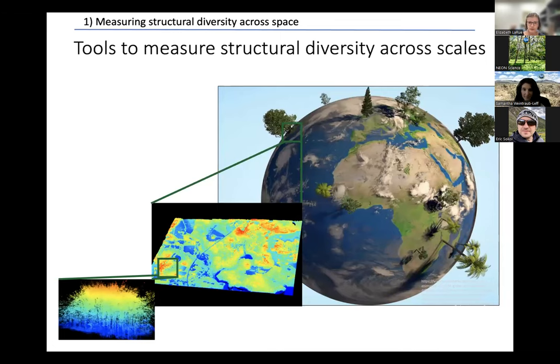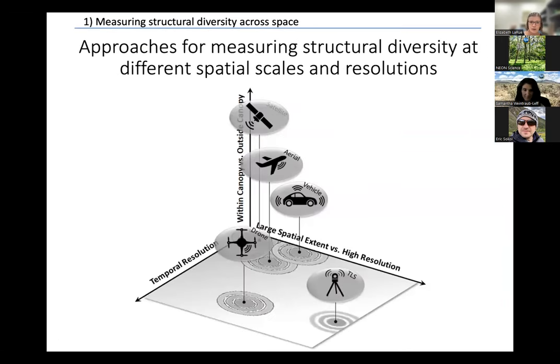So thinking about tools to measure structural diversity in a macrosystem framework, because you have to have good quality data, not just at a large scale, but you need to have local and landscape to regional to macro scale coverage of your data. Of course, in all things, measurement of any type of ecological pattern or process, there's a trade-off between spatial scale and resolution with the sensor that you're using to measure said pattern. For structural diversity, that is also very true.